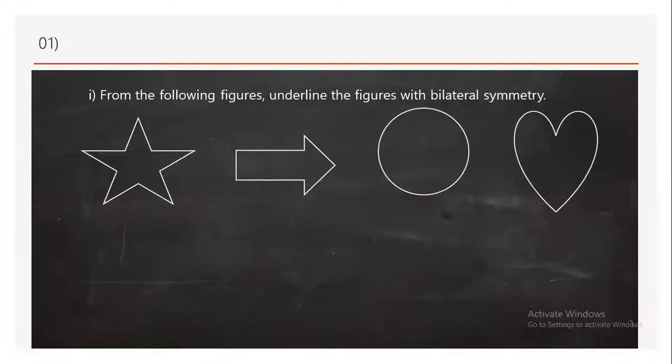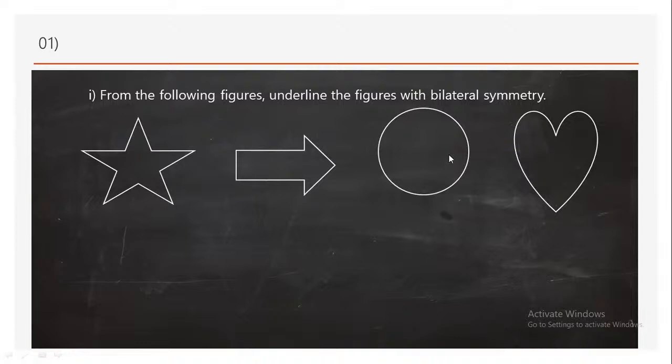From the following figures, underline the figures with bilateral symmetry. The meaning of bilateral is with two, then we can cut into two equal halves using one axis of symmetry only. So we can see only two figures, this arrow and this heart. The other two, this is a star, this has several axes. This is called radial symmetry, and this is also a radial symmetrical figure.